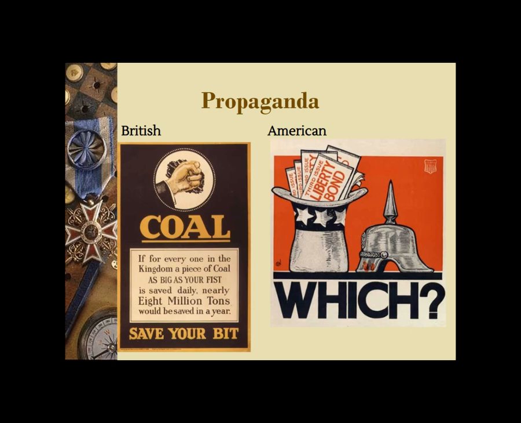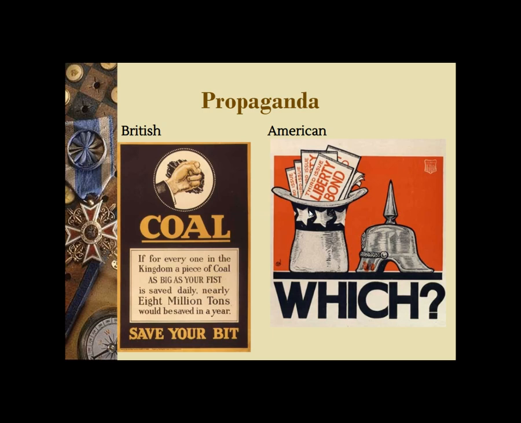Here's some for rationing. British coal. We know that coal at this point is used to fuel industry. Industries are the ones that are producing a lot of this military technology. So it says, if for everyone in the kingdom a piece of coal as big as your fist is saved daily, nearly 8 million tons would be saved in a year. So saving up the coal just in case they need it for the war effort, for the industry. This is an example of encouraging people to ration, so don't use up all the resources.